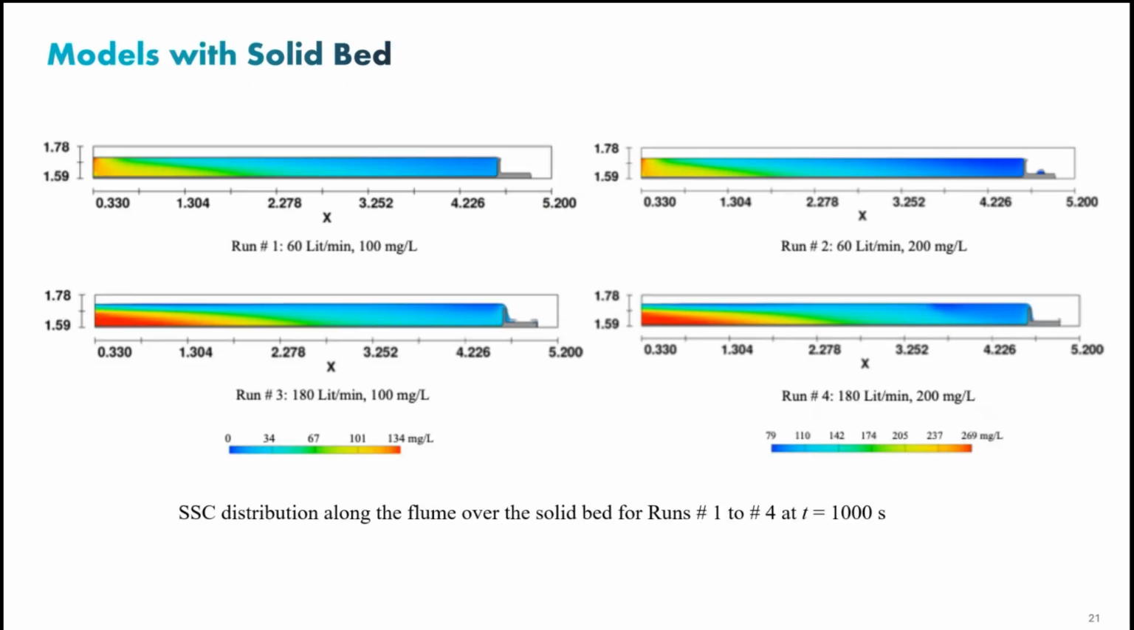Then we ran the system with the solid bed. This is the result with the solid bed showing the sediment distribution along the flume. Obviously, you have the source on the left side pushing the sediment, but sediment is dropping out, and then we have less concentration throughout the system. Next slide, please.